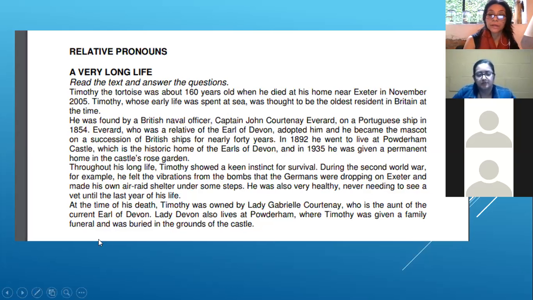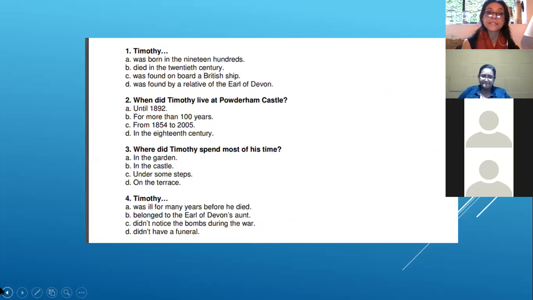And here buried, right? The last one is where Timothy was given a family funeral and was buried in the grounds of the castle. So the tortoise lives, I mean, it doesn't live anymore because he's dead, but it's on the grounds of the castle. So it's there. And that was only 2005. According to this, it's a real story about the tortoise. All right, very good. Let's see, A, B, C, or D, guys.